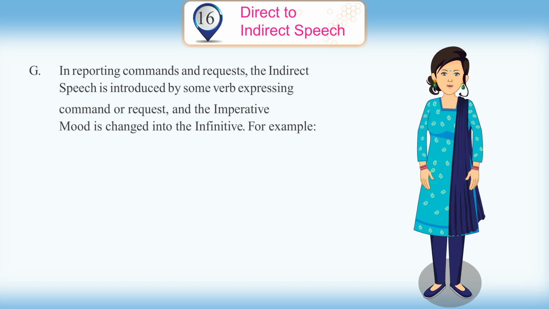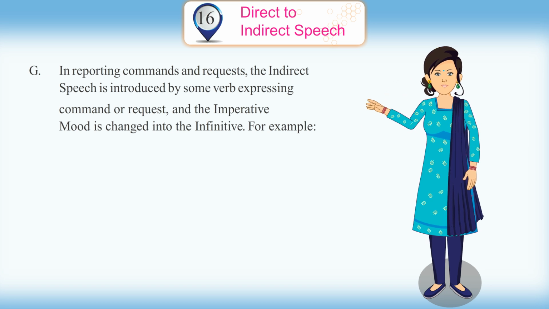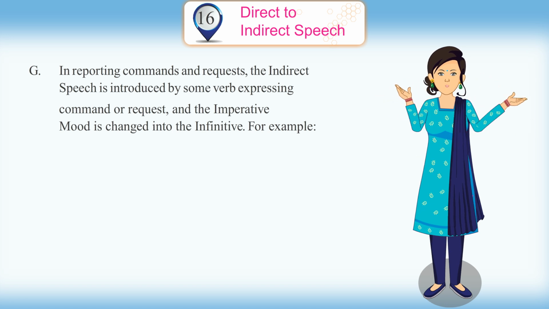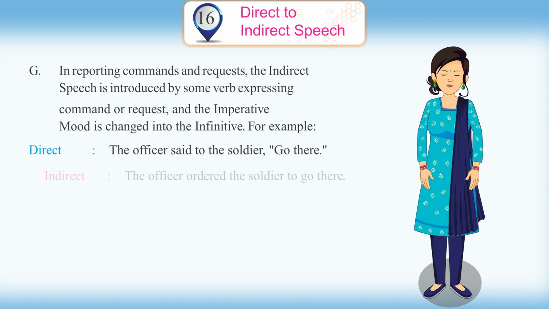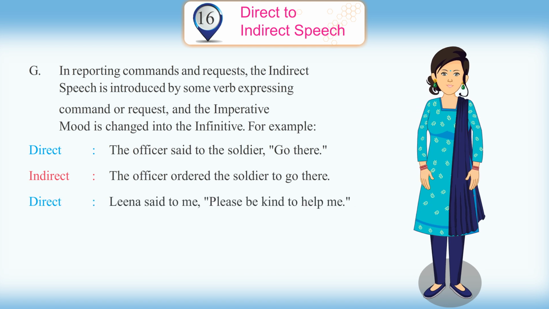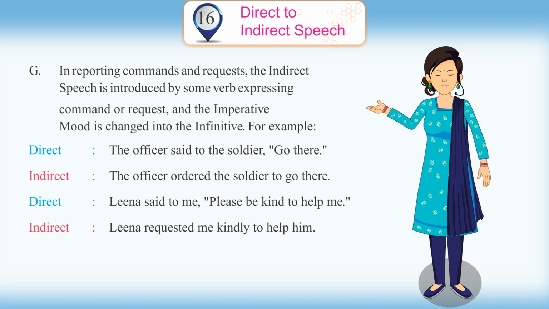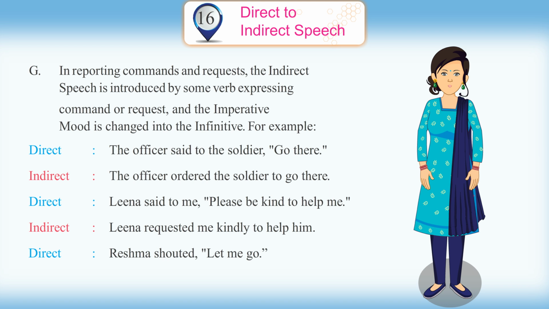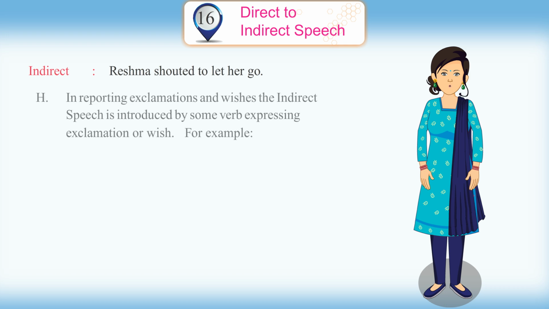In reporting commands and requests, the indirect speech is introduced by some verb expressing command or request, and the imperative mood is changed into the infinitive. For example, direct. The officer said to the soldier, go there. Indirect. The officer ordered the soldier to go there. Direct. Lena said to me, please be kind to help me. Indirect. Lena requested me kindly to help her. Direct. Reshma shouted, let me go. Indirect. Reshma shouted to let her go.